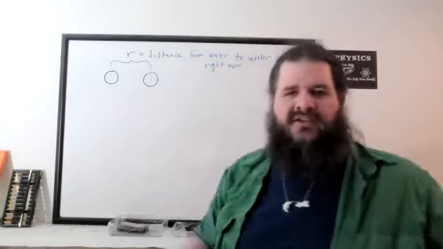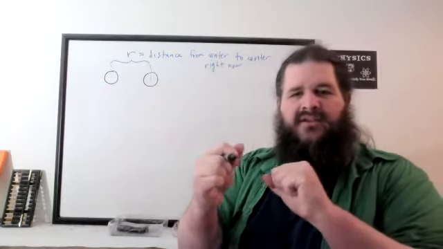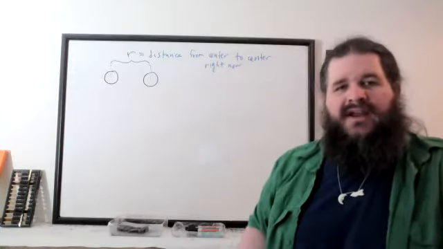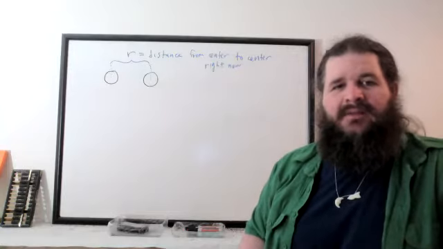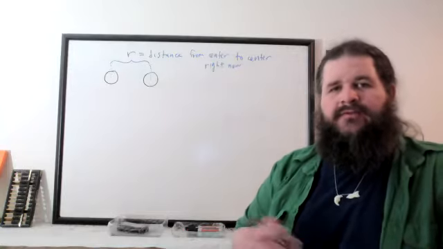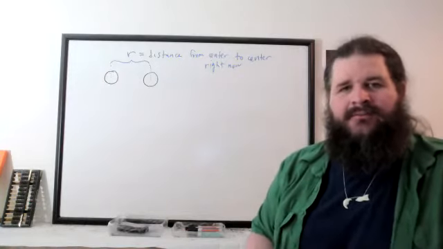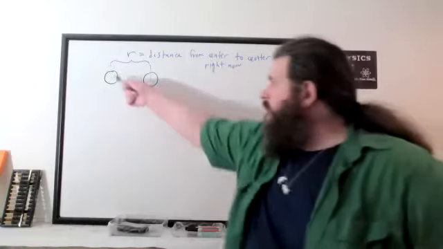And of course, that could change as time passes. If the particles are moving towards each other, r decreases. If they're moving away from each other, r increases. So r can change as time passes, so we're going to treat r as the independent variable. Everything else is going to be based on r. We could talk about force as a function of r. We could talk about potential energy as a function of r. But r just represents the distance between particles measured from center to center.